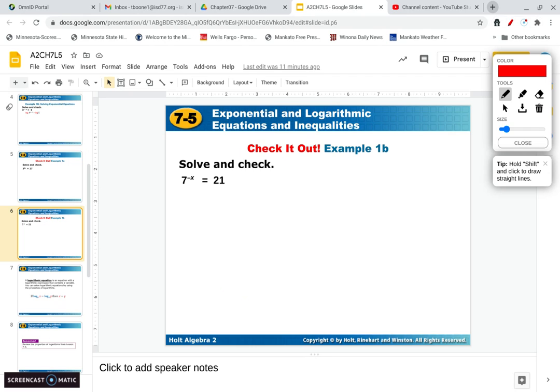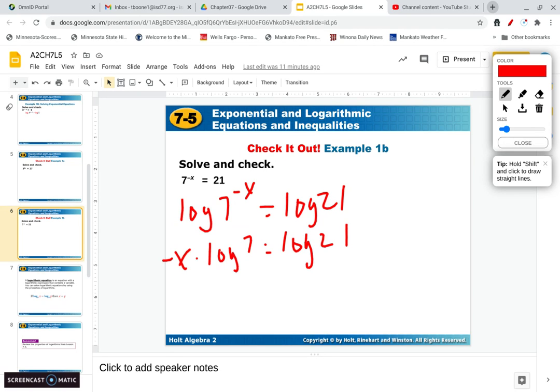So what we're going to do is take the log of both sides, log of 7 to the negative x equals the log of 21. All right, so we're going to put that exponent out in front, and then divide by log of 7. So we're going to go log of 21 divided by the log of 7. Now remember, that's what negative x equals, so x is going to be the opposite of whatever that is.